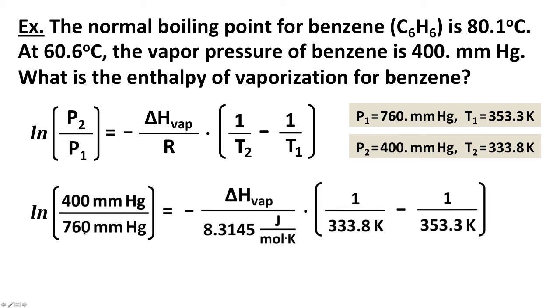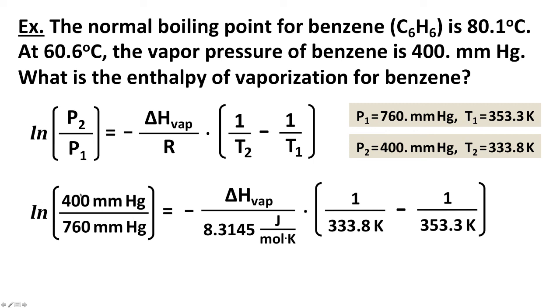P1 is 760 millimeters of mercury. P2 is 400 millimeters of mercury. Temperature 2 is 333.8 Kelvin. Temperature 1 is 353.3 Kelvin. R, the gas constant, is 8.3145 joules per mole Kelvin. And then we know everything in this equation except delta H of vaporization. So it's a pretty straightforward matter. Solve for delta H of vaporization.